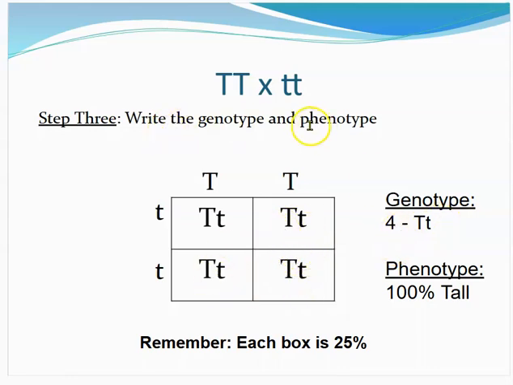Remember that big T is tall and little t is short, and all of these organisms have big T, so we know that all of them are going to be tall as our phenotype, and all of them are going to be big T, little t as our genotype.